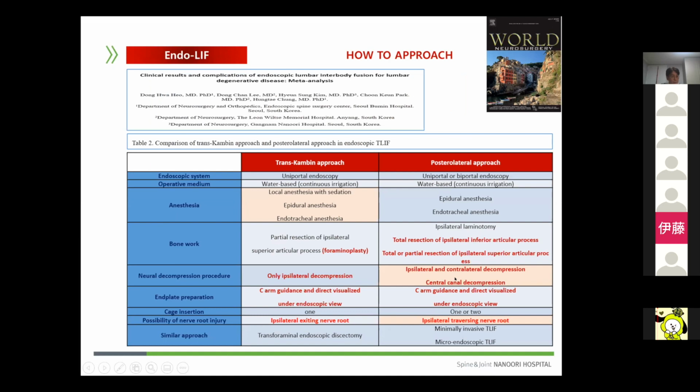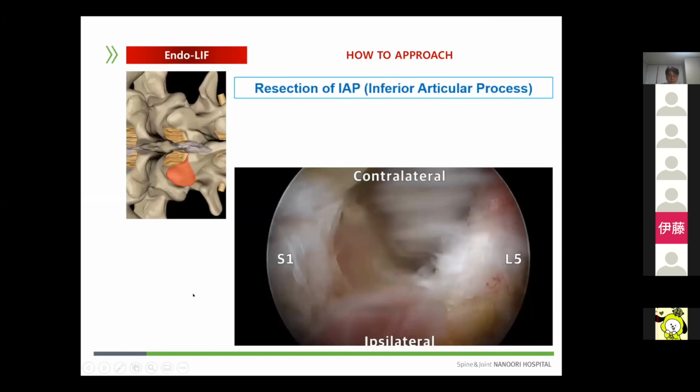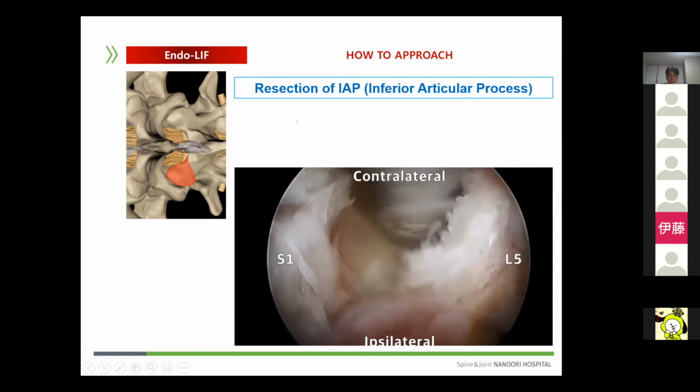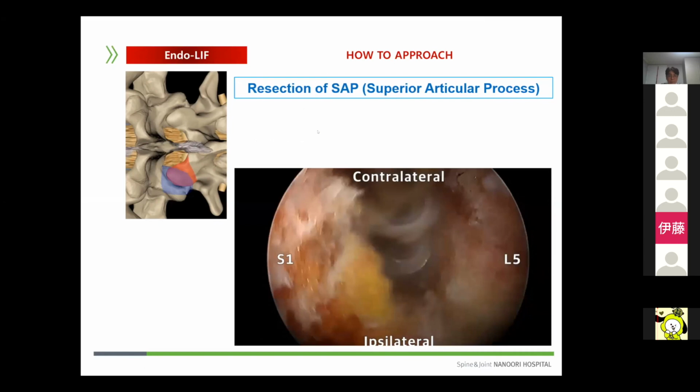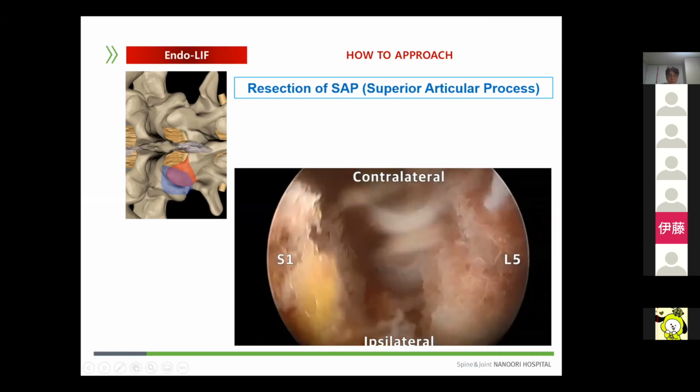It allows more exposure of the disc space, can be managed more easily, and gives a higher chance of reduction and disc height restoration. It also has a lower chance of dorsal root ganglion damage, which is why I like these procedures. This is the procedure of resection of the inferior process, and this is the resection of the superior process.